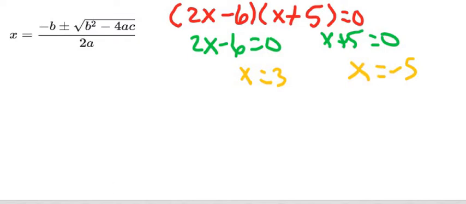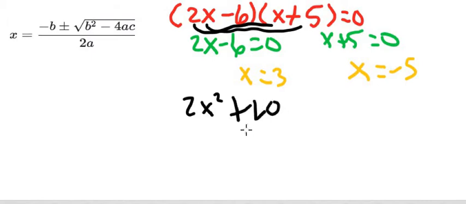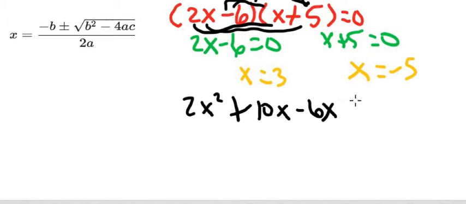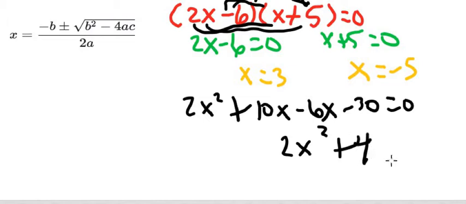If I were to FOIL this out and simplify, I would get 2x times x is 2x squared. 2x times 5 is 10x. Then negative 6 times x, which is negative 6x. And negative 6 times 5, which is negative 30. That equals 0. Simplify the left side, and I get 2x squared plus 4x minus 30.